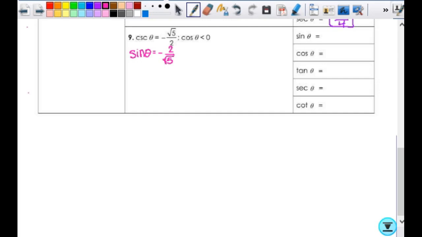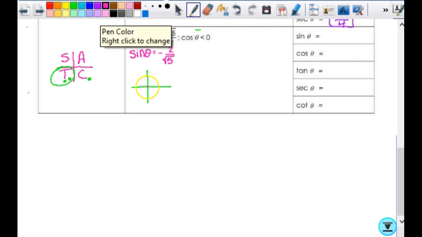And then cosine of theta is cosine, so I'm good there. So I've got to figure out which quadrant I'm in. So here again, I have my All Students Take Calculus. If sine is negative, sine is positive here and here, and sine is negative here and here. But I want sine to be negative, and I also need cosine of theta to be less than 0, so I need it to be negative. Cosine is positive here, it's negative here. I'm in quadrant 3.